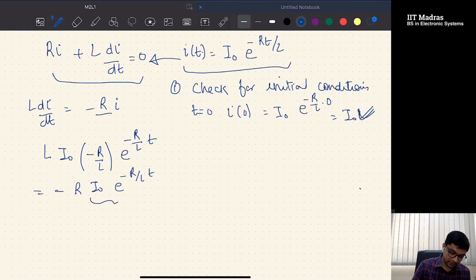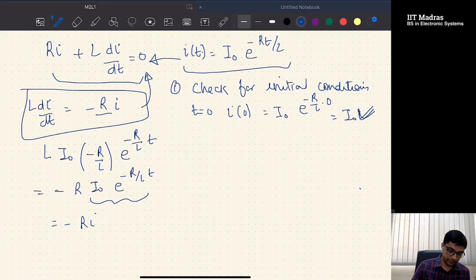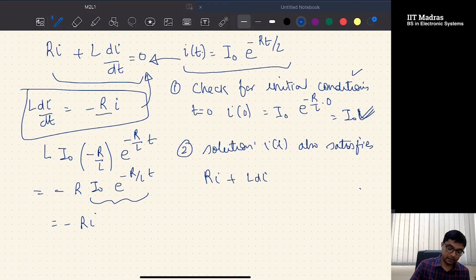There is an I naught e power minus R over L t. Look at what this is. This is exactly my I of t. So this is minus R times I. Right? So this is L di by dt is negative R I, which also means the same thing. So one, the solution satisfies initial conditions, and two, the solution I of t also satisfies the original differential equation, that is R i plus L di over dt equal to 0.